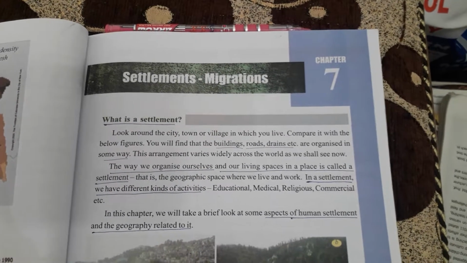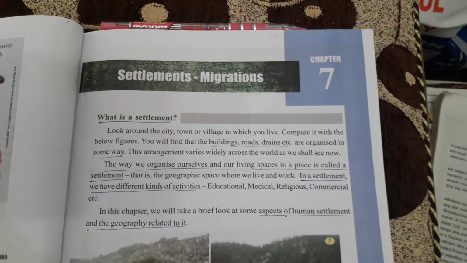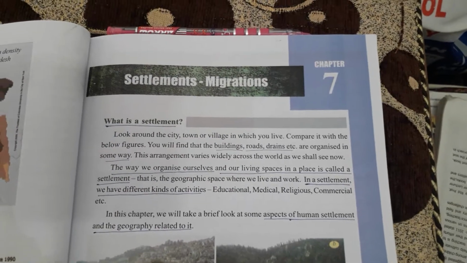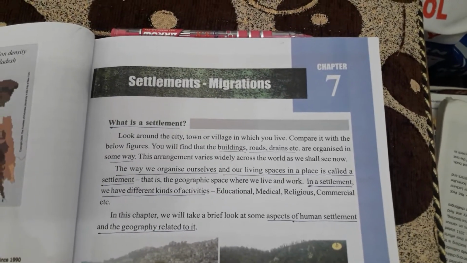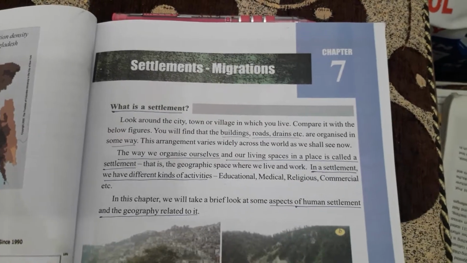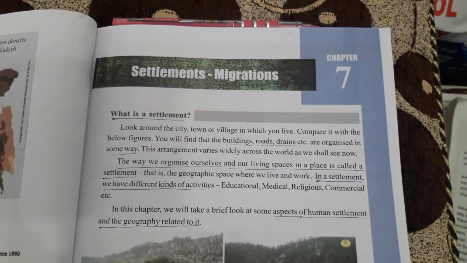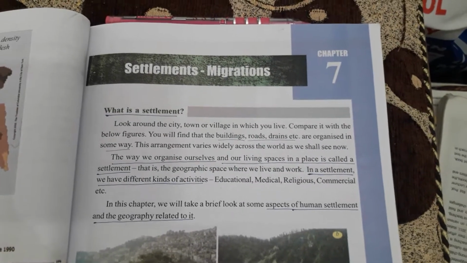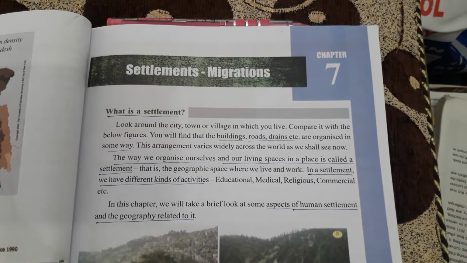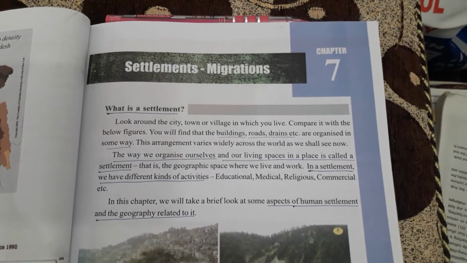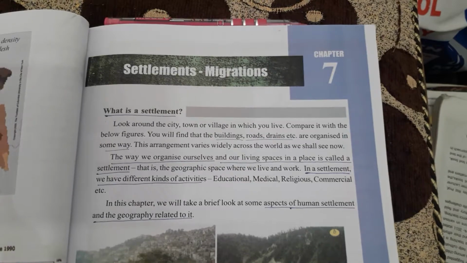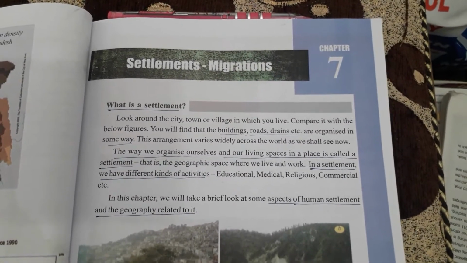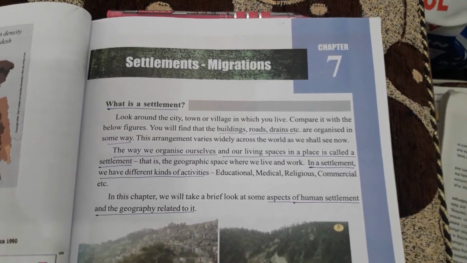In a settlement, we have different kinds of activities: educational, medical, religious, commercial, etc. Where we are living, we can find these different kinds of activities. So we will take a brief look at some aspects of human settlement and the geography related to it.